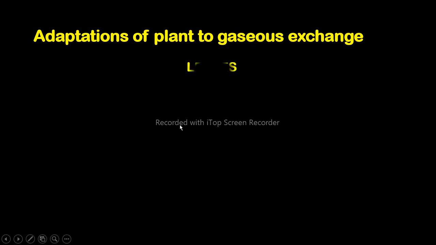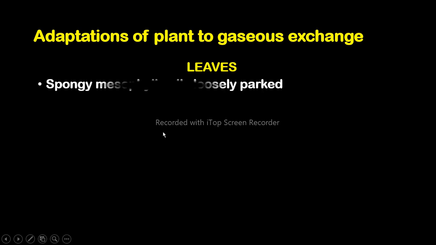Let's have a look at these ones. If we consider leaves, the spongy mesophyll cells are loosely packed.